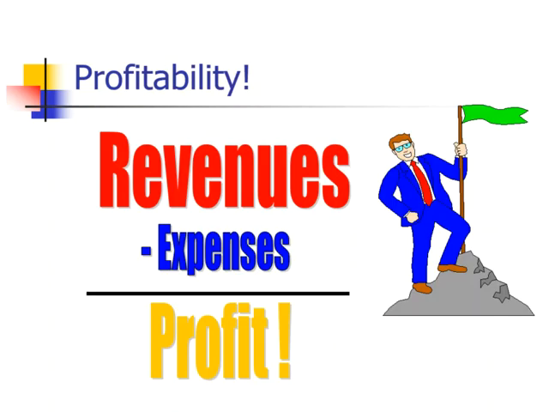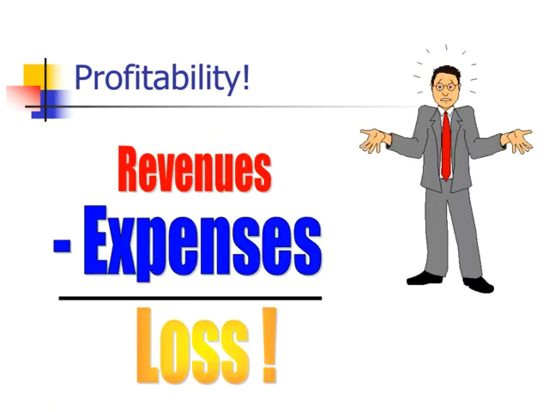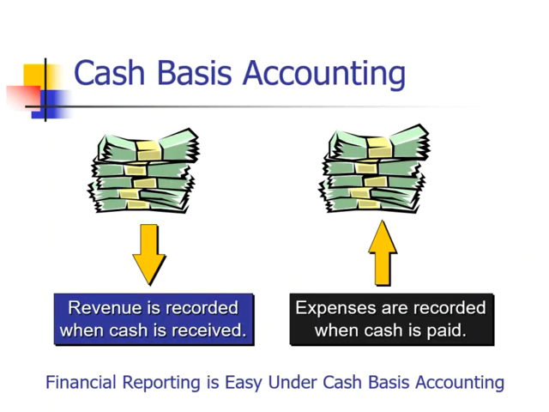When we talk about profitability, we're basically talking about revenues and expenses. If our revenues exceed expenses, we have a profit. And of course, if expenses are larger than our revenues, we have a loss. When we think about accounting, there are really two different forms of accounting. There's cash basis accounting and accrual basis accounting.